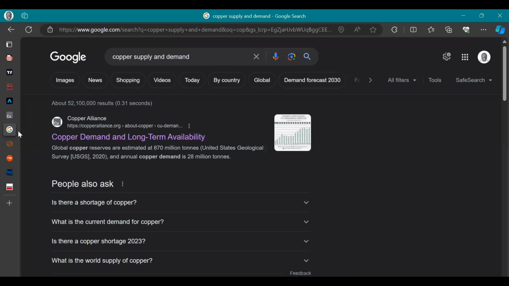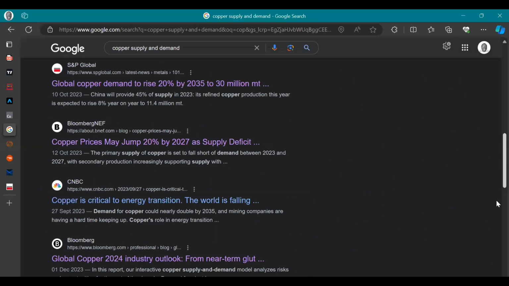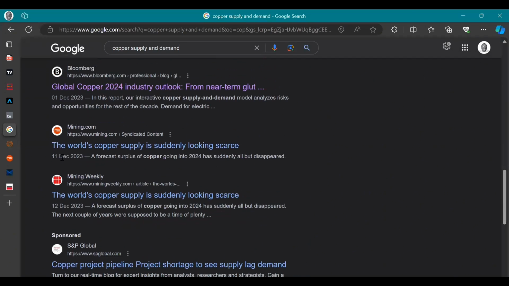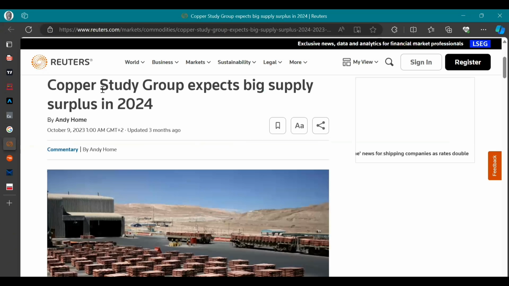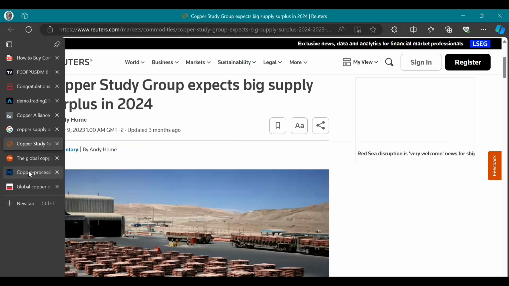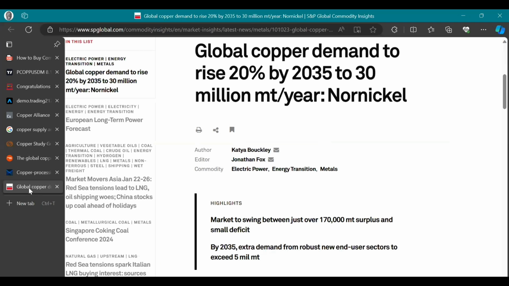So the first basic place to start off with is just to type the name of the commodity and then write supply and demand, and you'll get a lot of articles, a lot of news media, a lot of research covering supply and demand of that particular commodity that you're looking at. So you can see there's an article here by Reuters. Copper Study Group expects big supply surplus in 2024, meaning potentially the price of copper is going to be going down this year.